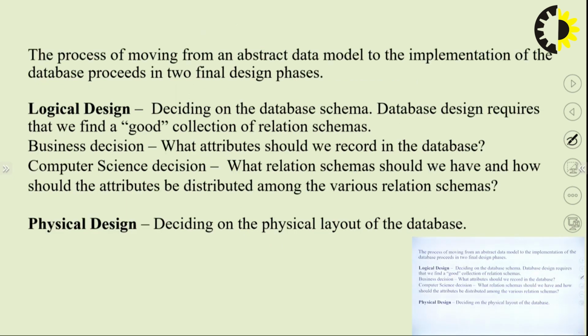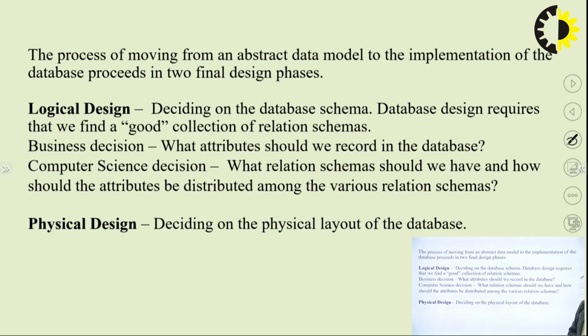Next, the process of moving from the abstract data model to the implementation of the design proceeds in two final design phases. The first one is the logical design, and the second one is the physical design. In the logical design, we mainly decide the database schema, and database design requires that we find a good collection of relation schemas. As the requirements suggest, we want some schemas to be implemented in the database.